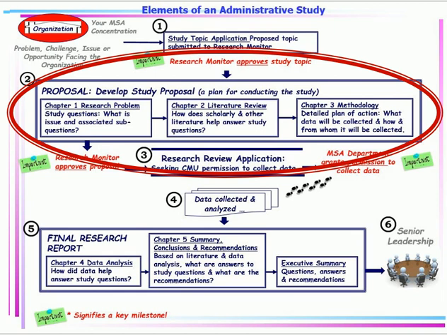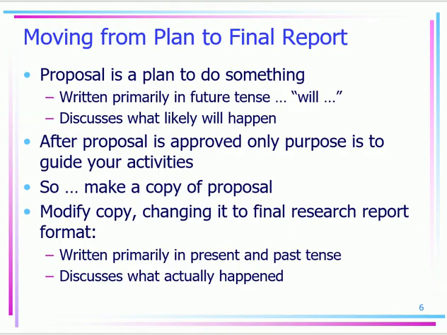So final research report. For a final research report, you go back and you change your proposal to past tense, and then you write your final research report, Chapter 4, Data Analysis, Chapter 5, Summary, Conclusion, and Recommendations. You add an executive summary, and then you provide it to senior leadership, right? So that's what we're talking about in this lecture here. So moving from a proposal or a plan to a final report. A proposal was a plan.